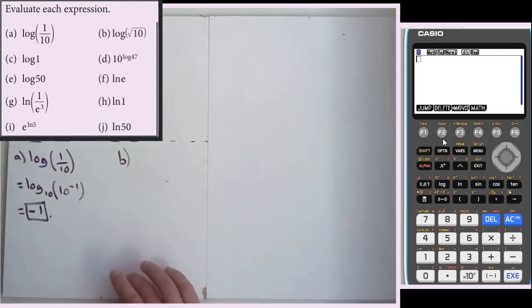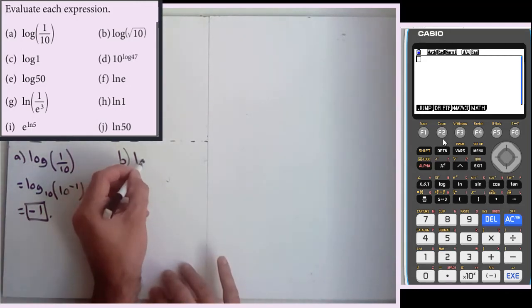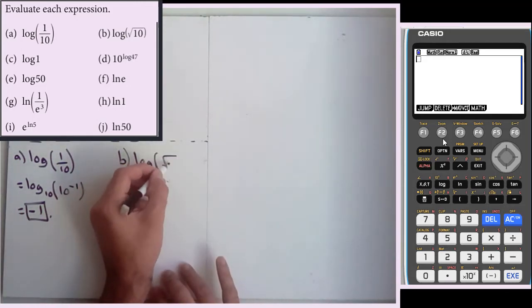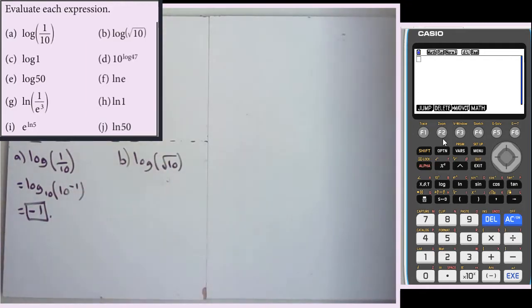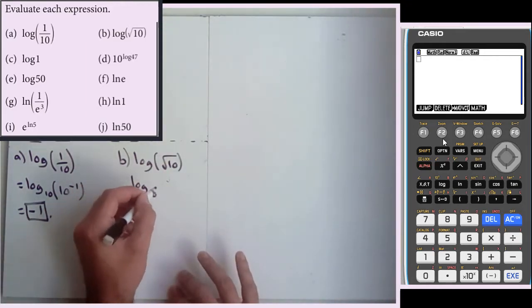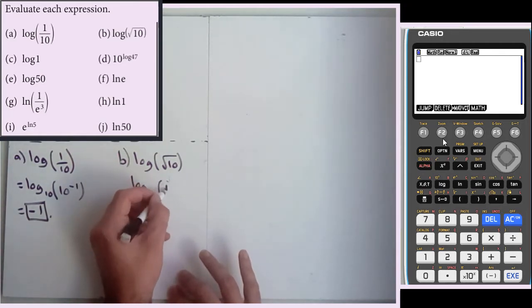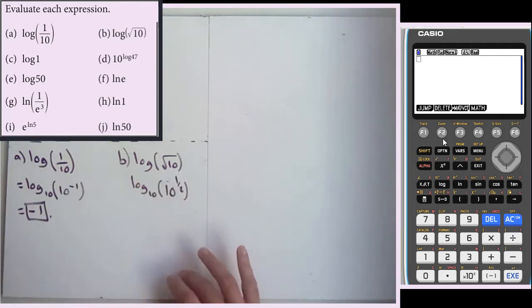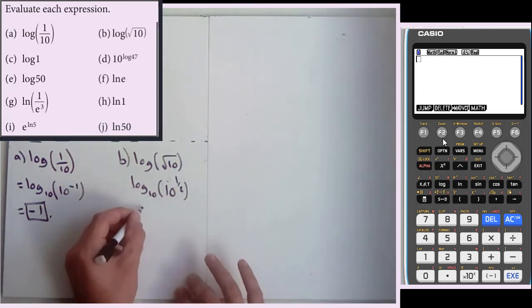Part B, log of root 10. So that's saying what power do I raise 10 to? So log base 10 of, well, root 10 means 10 to the power half. So it's saying what power must I raise 10 to in order to get 10 to the power of a half? Well, that's clearly 1/2.